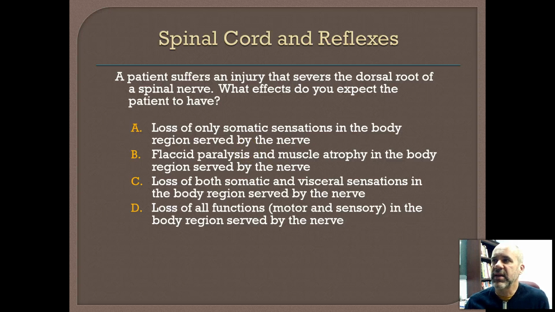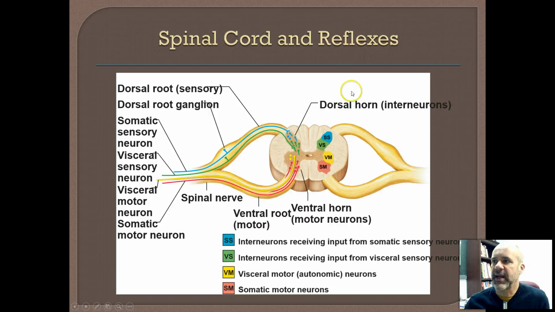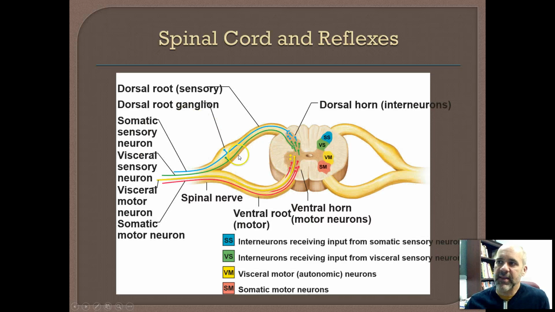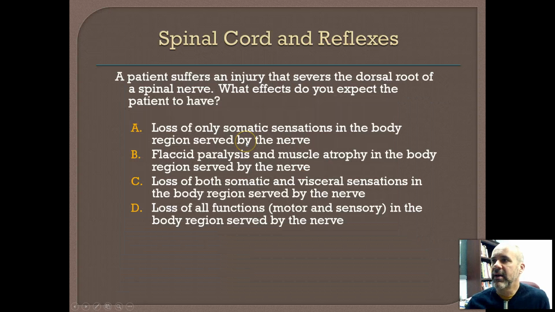All right, so a patient suffers an injury that severs the dorsal root of a spinal nerve. What effects do you expect the patient to have? If this got cut off, what's the impact going to be? So you've cut these axons of these sensory neurons, so they can't send impulses anymore up here to the spinal cord. All that sensory information has been lost.